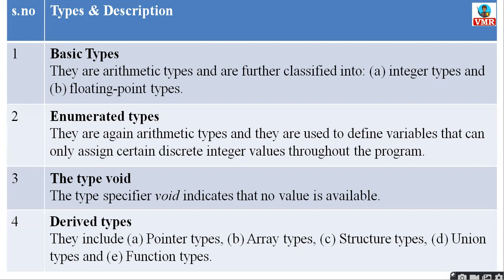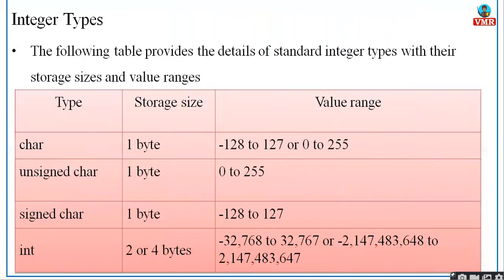For the time being, concentrate mostly on the basic data types: integers, character, float, and double floating point values. The third one, void, is also very simple: it is not going to return any value, and you need to remember the situations where you use void. Derived types and enumerated types we will discuss in detail in the upcoming lectures.